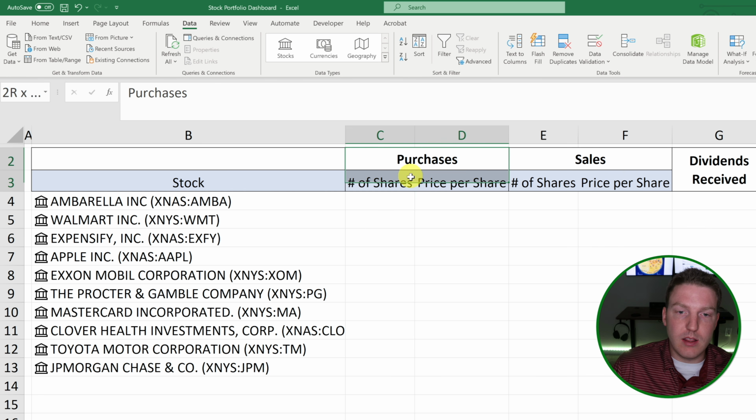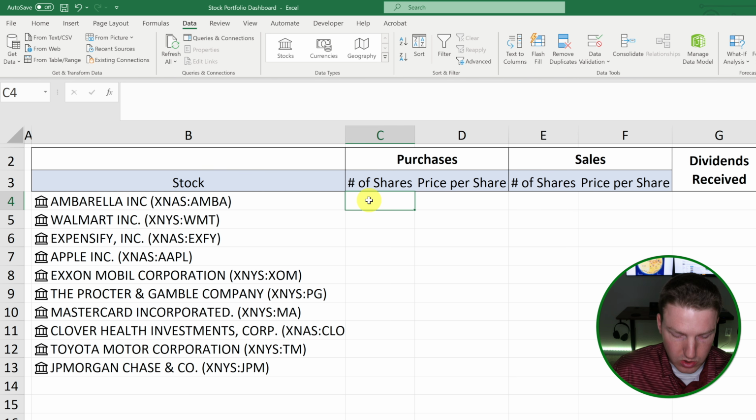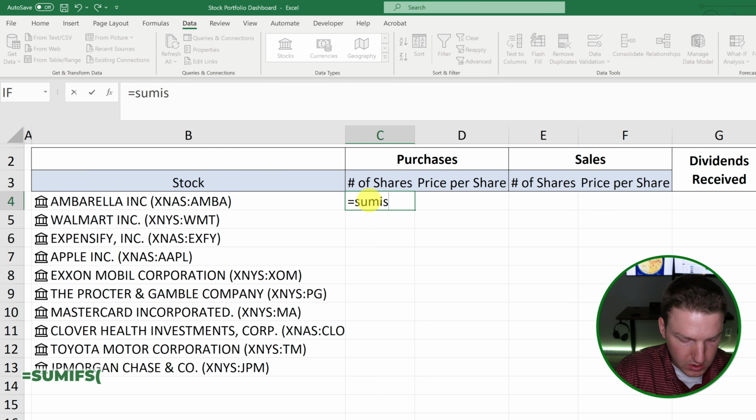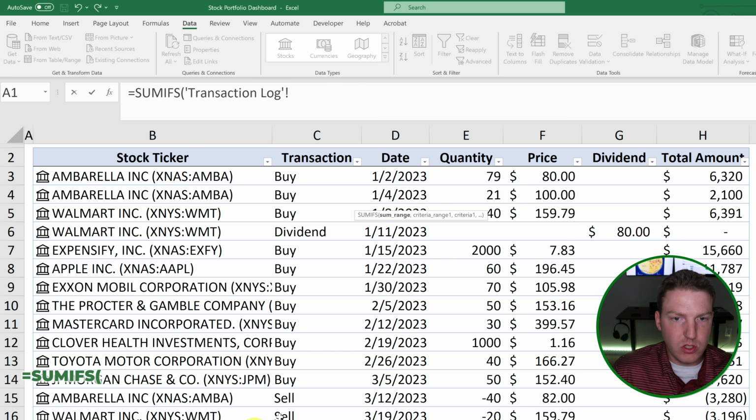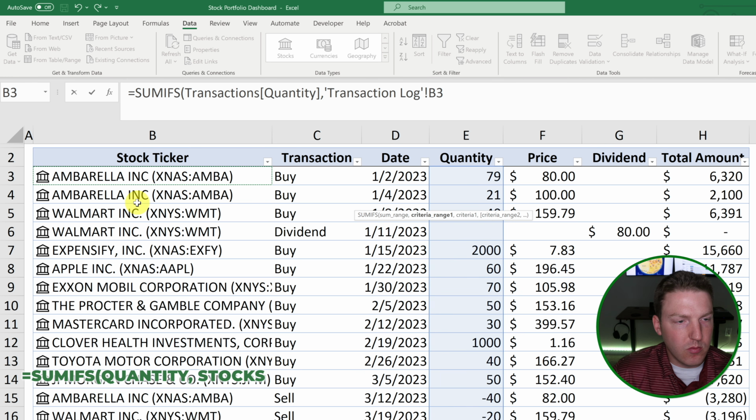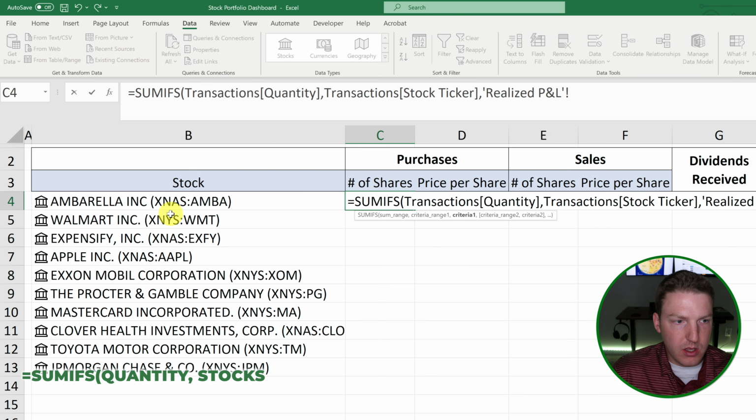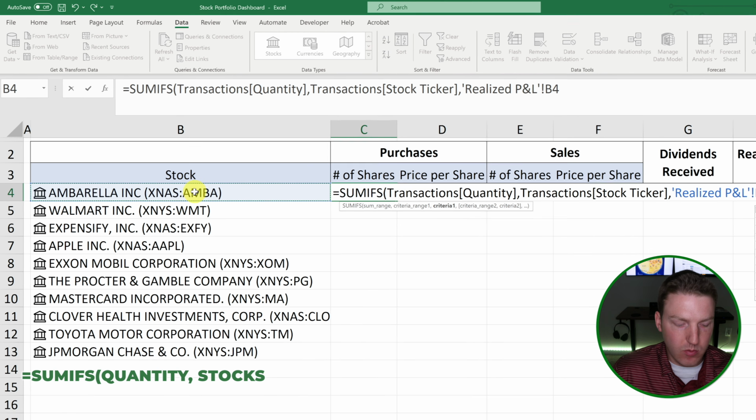Now we need to look at the purchases and the sales separately. And for each, we want to find a number of shares and a price per share. Now, the number of shares is going to be fairly easy. It's just a SUMIFS formula. So we'll do equals SUMIFS. And there's two conditions that we're actually going to be looking for, right? So let's just grab our sum range first, which is the quantity. And then criteria range 1 is we want the rows where the stock ticker actually matches the corresponding stock on said row right there.